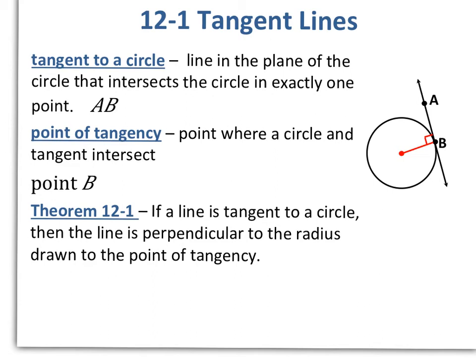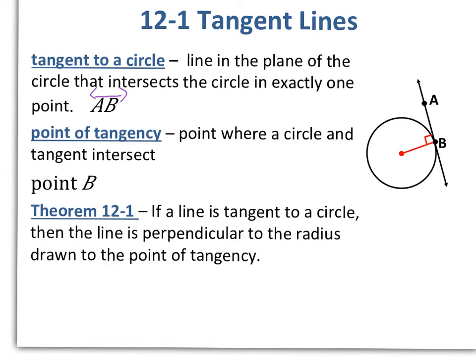In section 12.1, we will look at tangent lines. A tangent to a circle is a line in the plane of the circle that intersects the circle in exactly one point. So in our example on the right, that would be line AB. The point of tangency is the point where a circle and tangent intersect. So that would be point B in our diagram on the right.